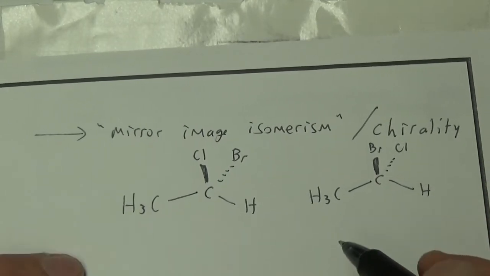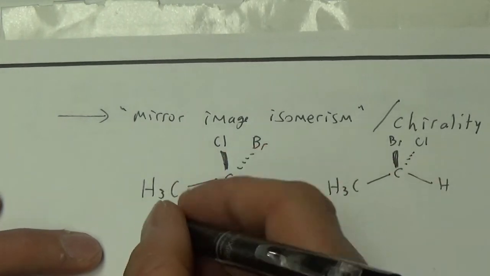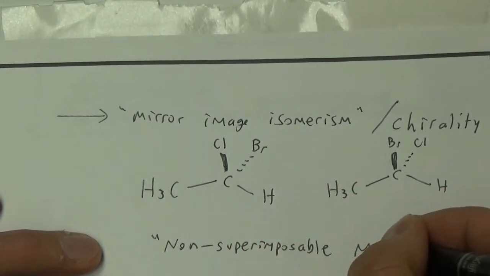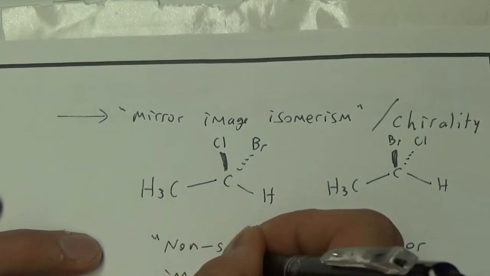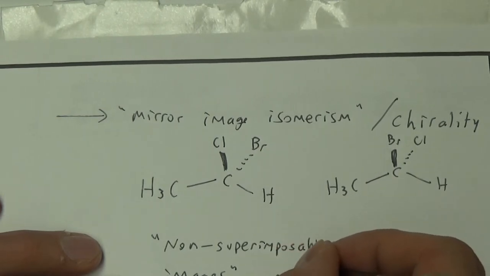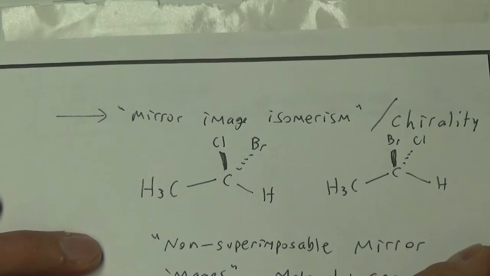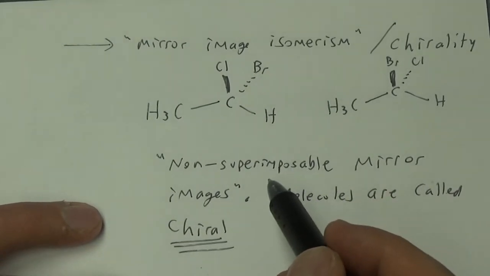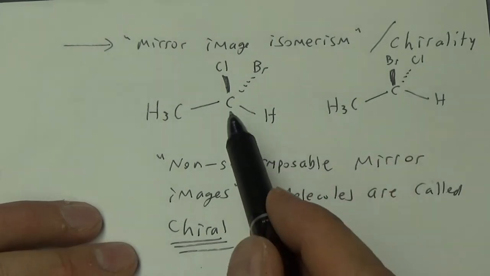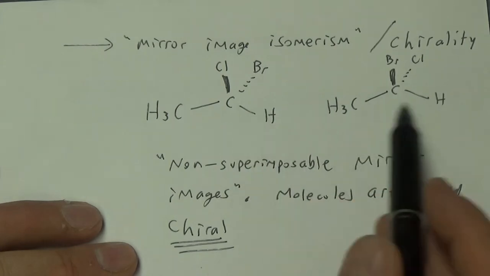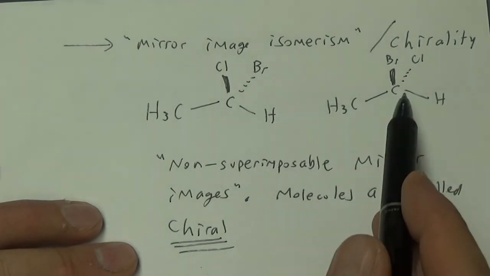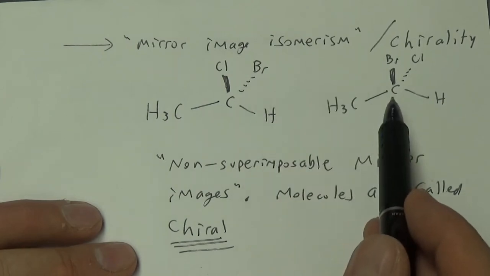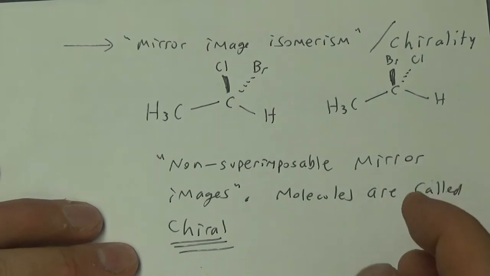And these molecules are called non-superimposable mirror images. And the molecules are called chiral. So when a molecule has this property of having non-superimposable mirror images, we call the molecule chiral. Both of these molecules are chiral. These are not the same molecule, right? They're non-superimposable mirror images. I'll show how they're mirror images in a second, but for now you can clearly see they're non-superimposable. I can't put this on top and say they're the same thing, because they're not. These are different molecules, right?